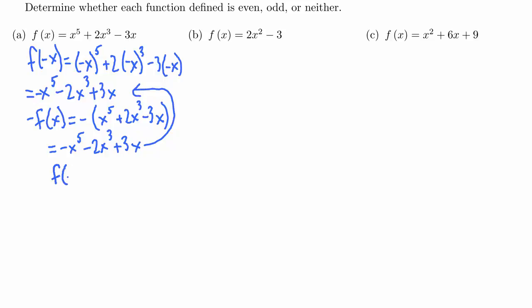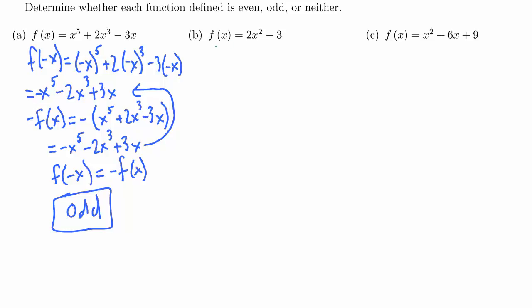Therefore, that tells me that f of negative x is equal to negative f of x. And that is odd. You know, the definition of odd, not odd as in weird.